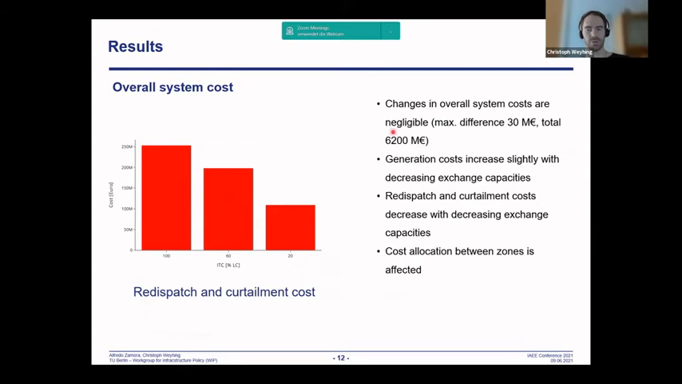The generation costs increase slightly when exchange capacity decreases. And on the other hand, redispatch and curtailment costs decrease with decreasing exchange capacity because these limited exchange capacities address redispatch, they lower redispatch, so costs are lower too. But these cost reductions in redispatch are compensated by higher generation costs. The only thing that changes is the cost allocation between the zones. So the south has to pay more for the overall system costs if exchange capacity is lower because prices are higher or getting higher in the south.